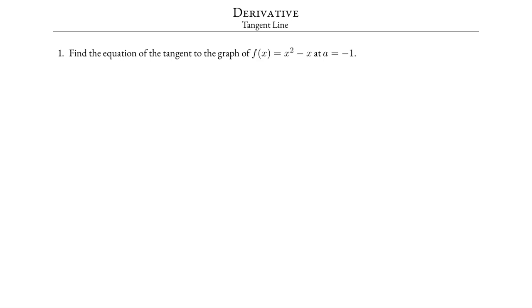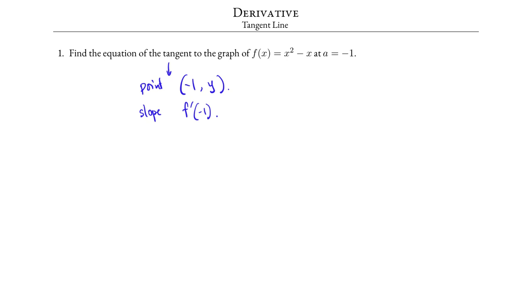Find the equation of the tangent line to the graph of f of x equals x squared minus x at a equals -1. This a is the x-coordinate. To find the equation of the tangent, we would need a point (x, y), where x is given, -1. We still need to find out what y is, and we also need the slope. This slope is the derivative of the function, but at the given x, where x is a, equals -1.